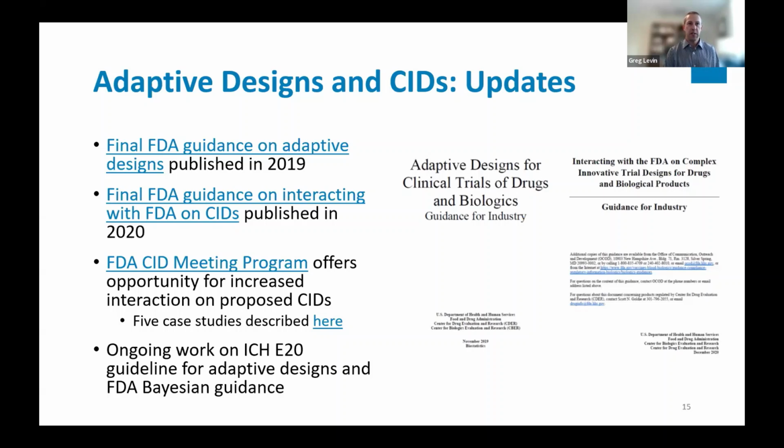Sponsors get 2 additional meetings, and FDA gains the ability to disclose information about these trials, even before the drug is approved or if the drug is not approved, through disclosure agreements so that we can share learnings about the CIDs. There are 5 case studies that are described on the CID website. I provide a link to that here. And then, as was mentioned earlier, there's ongoing work on ICH E20, an international guideline for adaptive designs. And within FDA, we also have ongoing work on a Bayesian guidance and have a commitment to publish that guidance by around this time next year. Next slide.